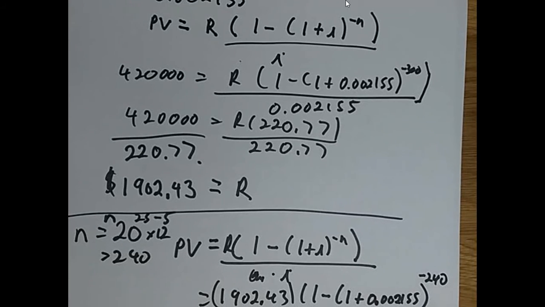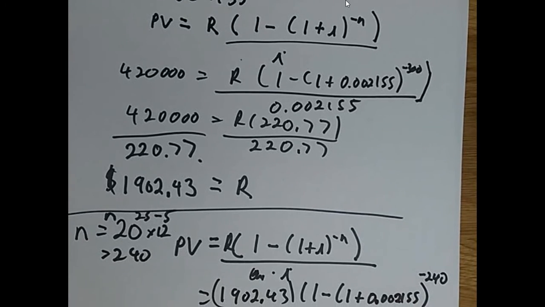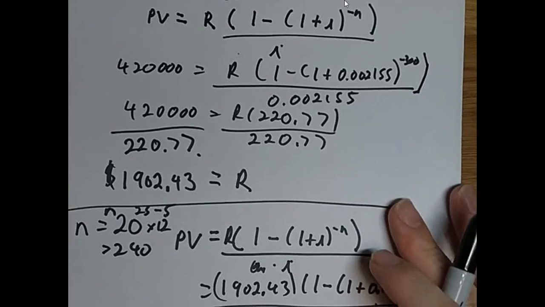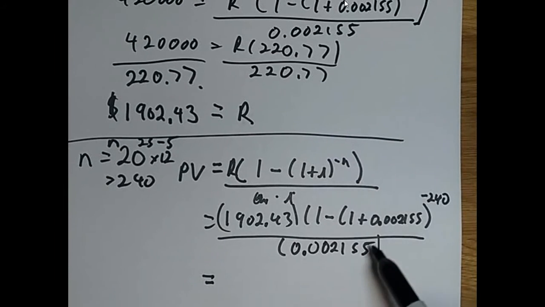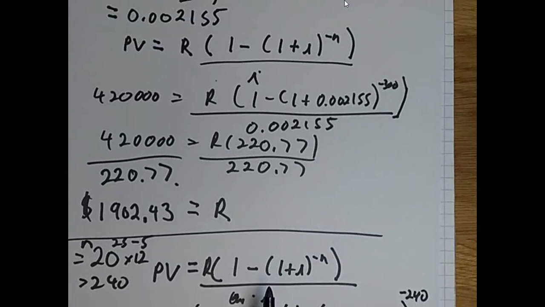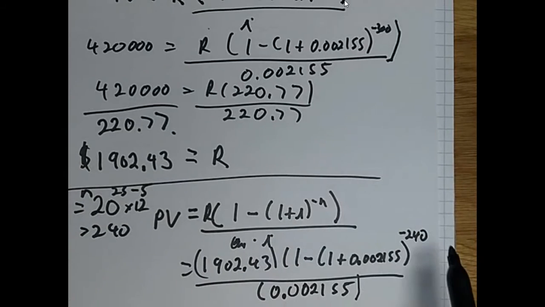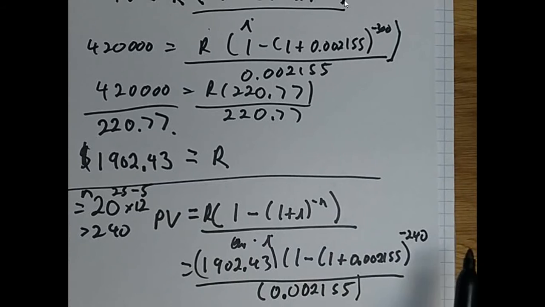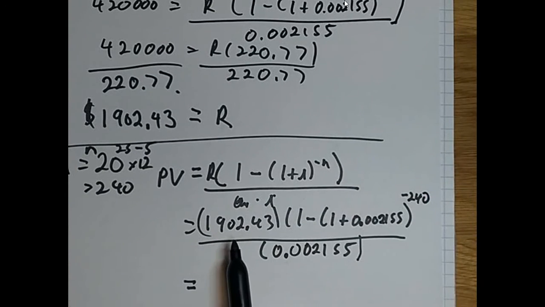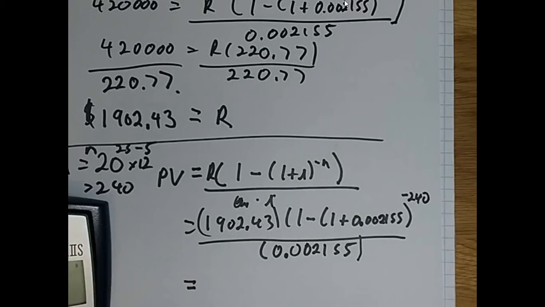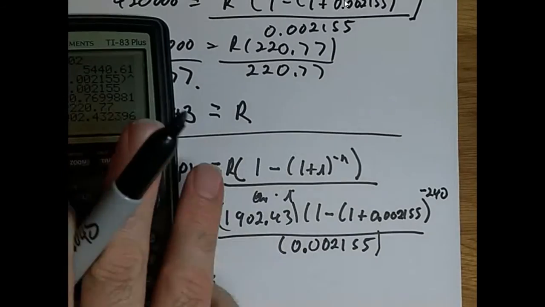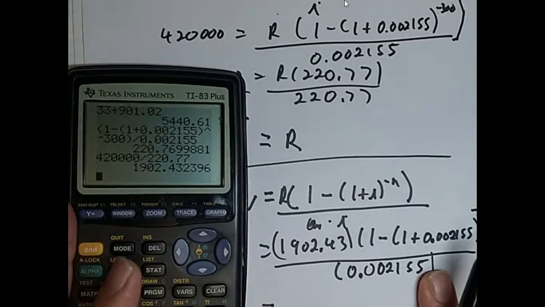0.002155. Okay, so all I'm doing, I just put in the initial interest rate, and then instead of putting 300, I'm going to find how much it's worth if it's only for 20 years. So 5 years have passed. So I'm going to find out how much it's worth here using that payment. So we're going to figure out how much 20 years of that is worth. So we're going to go to our calculator here. We're going to put all that into our calculator.